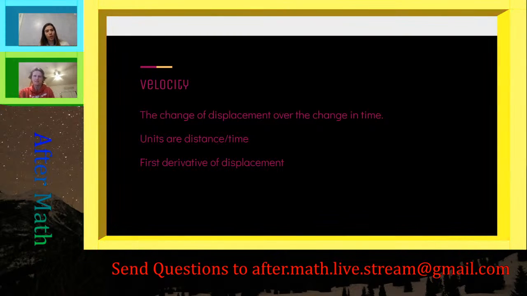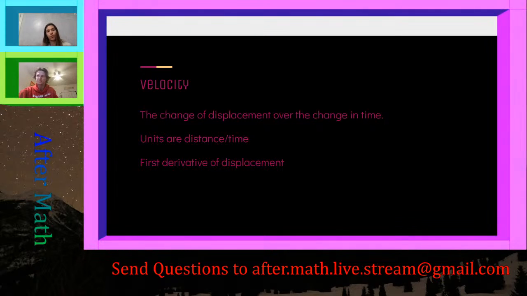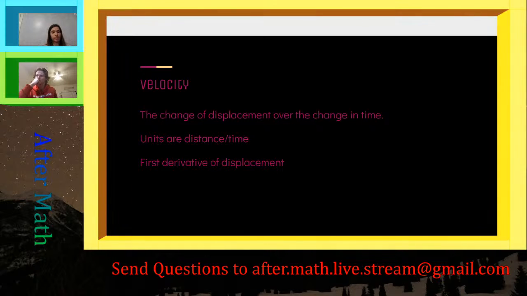Okay, so we've got velocity. 60 miles an hour is speed. 60 miles an hour to the west would be a velocity. So it's both direction and the speed. I like to think of speed or velocity as the change of displacement over the change of time. Jaden, that sounds awfully similar to what kind of math that we just talked about? That kind of sounds like the slope. The slope.